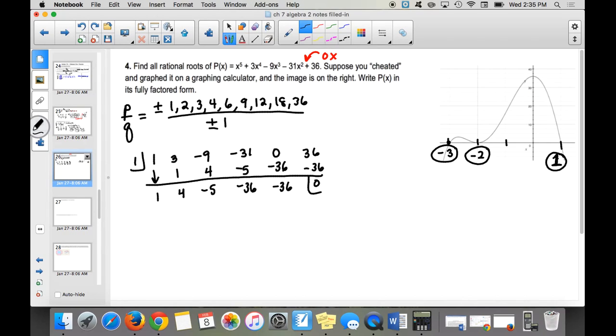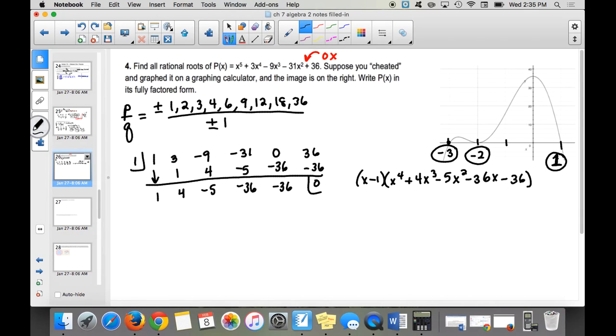So I'm not going to write it directly below because I'm going to actually continue my synthetic division using my result from this last one. But we're going to write off to the side what this factored form is. So off on the right-hand side, let's write, we had our x minus 1. And then if I started with x to the fifth, what do I have now? X to the fourth, right? So I'm going to have x to the fourth plus 4x cubed minus 5x squared minus 36x minus 36.